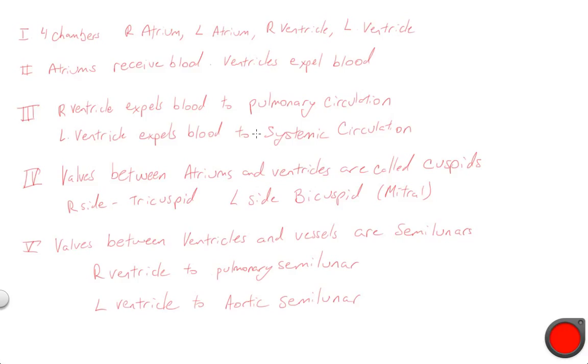And the valves between the vessels are called semilunars. So on the right we're going to go to the lungs, so pulmonary semilunar, and on the left we have the aortic semilunar because we're going to go to the aorta.